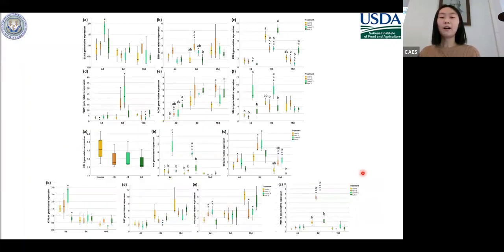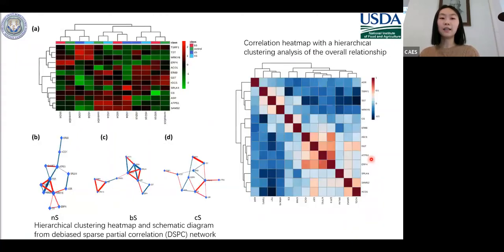So here are all the data that we obtained from this RT-qPCR study. To summarize, here is the heat map and the DSPC network showing the results. We could see that the nanosulfur, bulk sulfur, and coated nanosulfur affect this process differently.